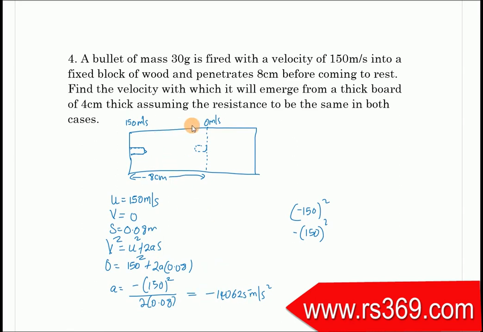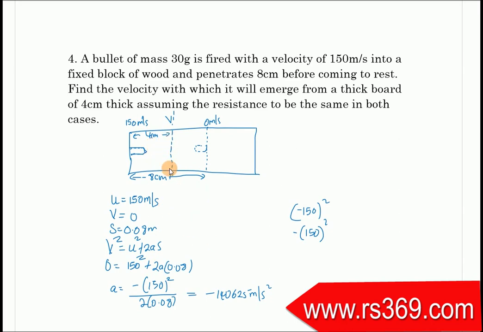And now, assuming the same resistance, if this thing is made to have a thickness of 4 centimeters here, it means that the bullet passes there. So that means that if the wood is made to have a thickness of only 4 centimeters, the bullet will pass there with a certain speed which we can call V.